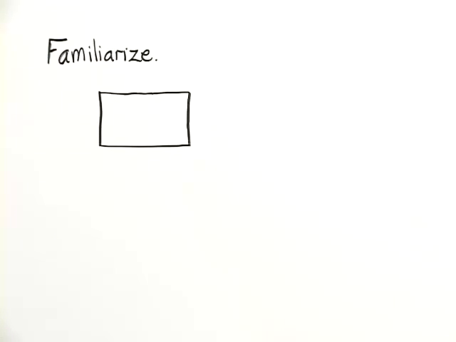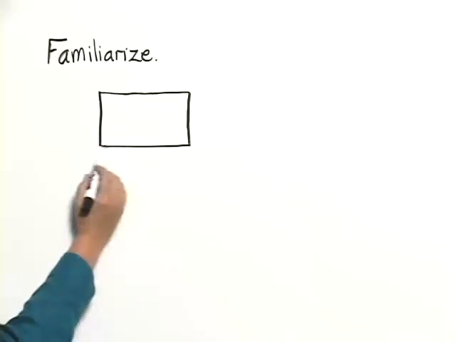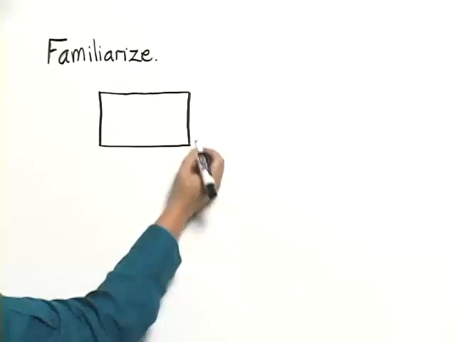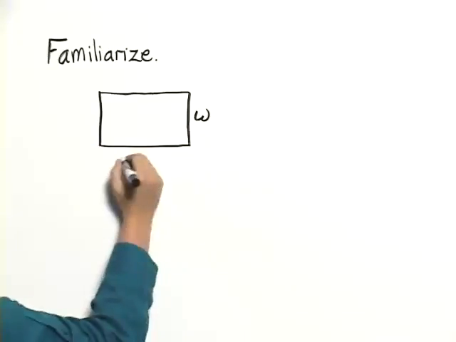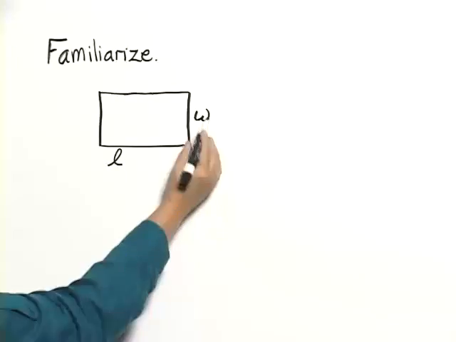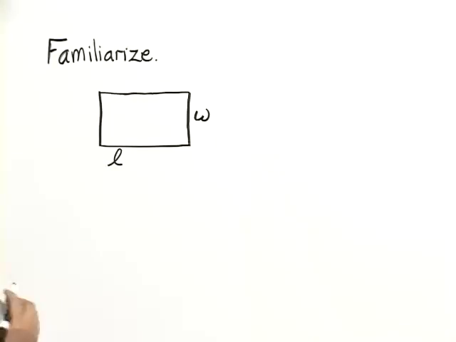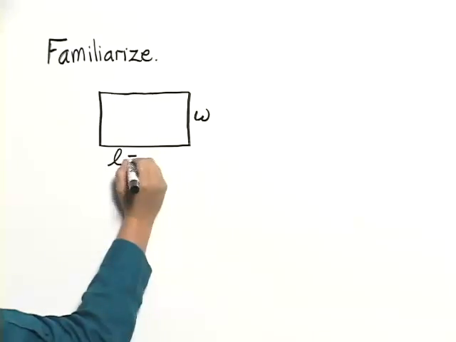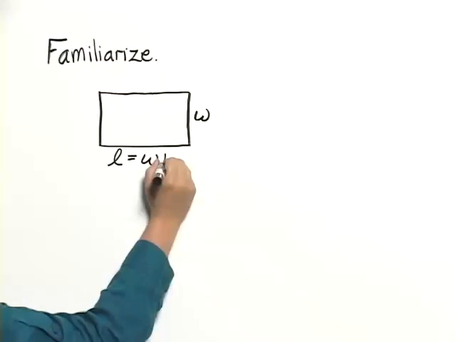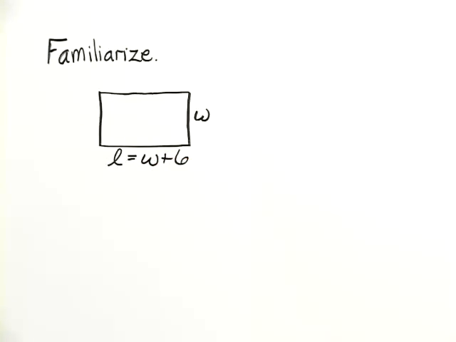Let's begin by using the first step of our 5-step problem-solving process, and that is to familiarize ourselves with the situation. We're talking about a rectangle, so we sketch a rectangle, and every rectangle has a width and a length. We don't want to use two variables, however, but we are told that the length is 6 more than the width, so we can write the length as w plus 6.